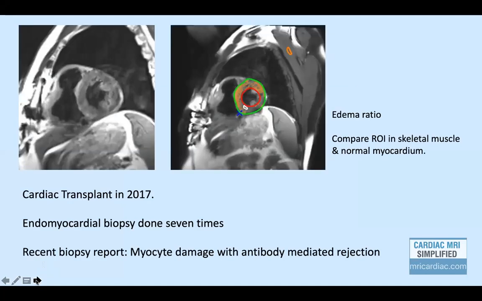This post describes the role of CMR in the workup of the transplanted heart. This patient underwent cardiac transplant in 2017. There was clinical suspicion of graft rejection and hence repeated endomyocardial biopsies were performed. The recent biopsy report showed myocyte damage with antibody-mediated rejection.